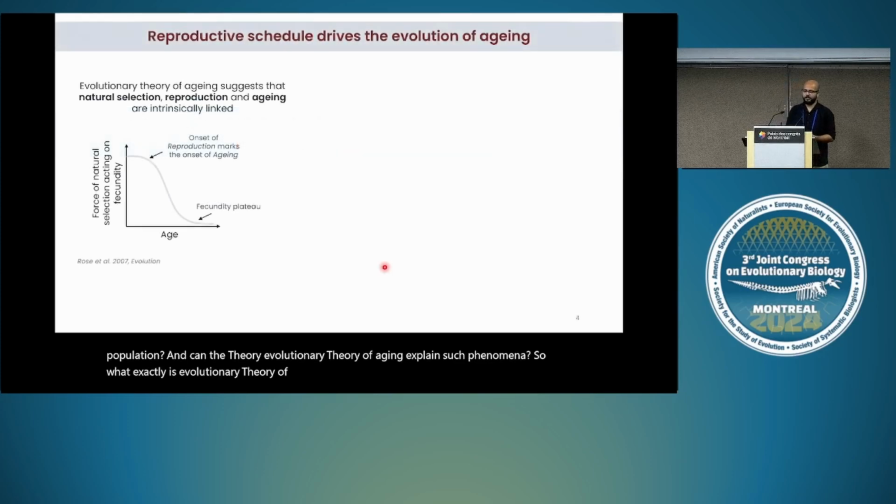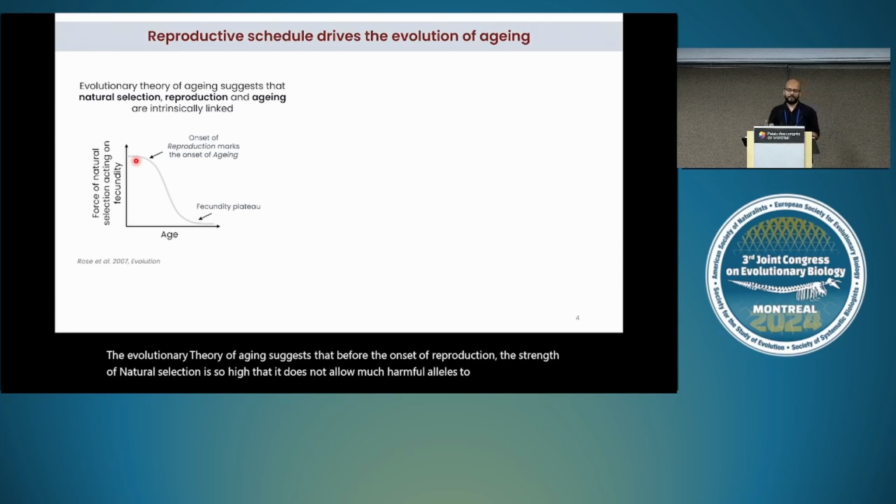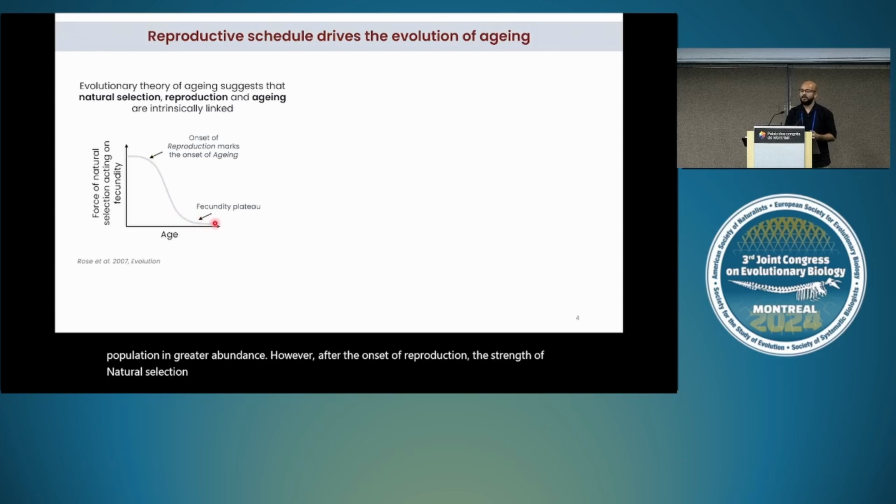The evolutionary theory of aging suggests that before the onset of reproduction, the strength of natural selection is so high that it does not allow many harmful alleles to be in the population in greater abundance. However, after the onset of reproduction, the strength of natural selection steadily declines until it hits the last stage of reproduction. And the theory suggests that an organism starts to age from the onset of reproduction.